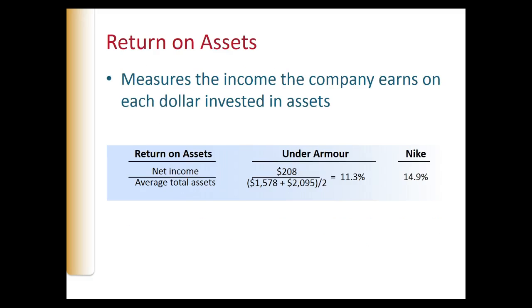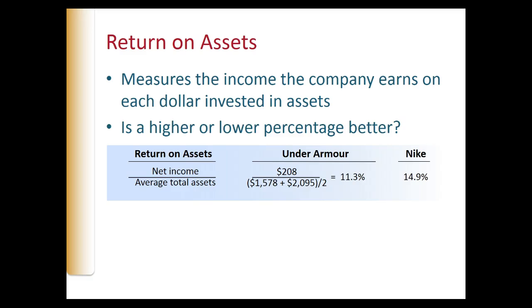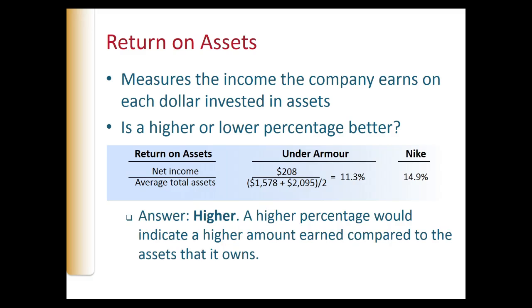Now, the return on assets measures the income the company earns on each dollar invested in assets. We calculate it as net income divided by average total assets, not the ending total assets, but we average them. Average total assets are calculated as beginning total assets plus ending total assets divided by 2. This slide provides the calculation of return on assets for Under Armour and a comparison to Nike. Under Armour earned a return on assets of 11.3%, which is lower than Nike's return of 14.9%.